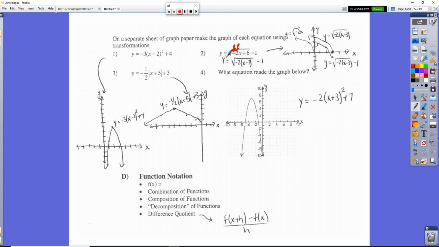It's a square root graph. It's going to be backwards because of the reflection over the y-axis. It's going to be horizontally compressed. It's going to be moved 3 to the right and then down 1. So there's what the picture should look like.